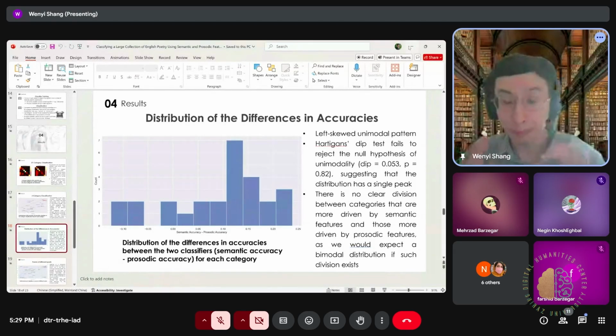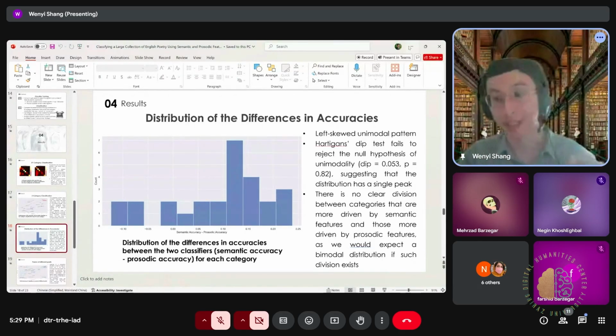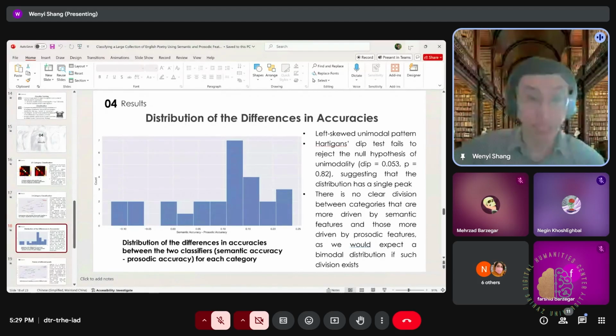However, we would expect a bimodal distribution if there were a clear division between categories more driven by semantic features and those more driven by prosodic features. What does this mean? If certain poetry categories are clearly defined by the prosody they use, but not by the words they use, then we would expect a big peak on the left. And if other poems are clearly defined by the words they use, but not by the prosody they use, then we would expect a peak on the right.